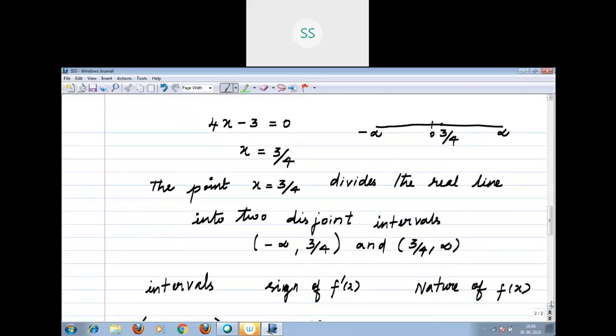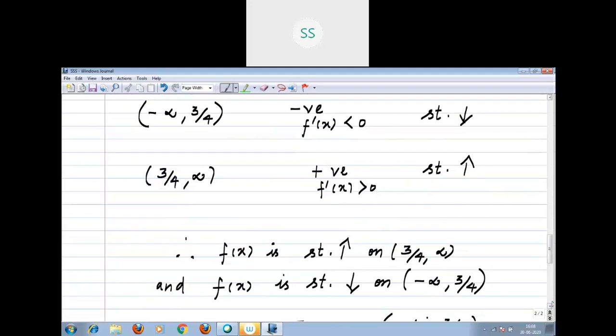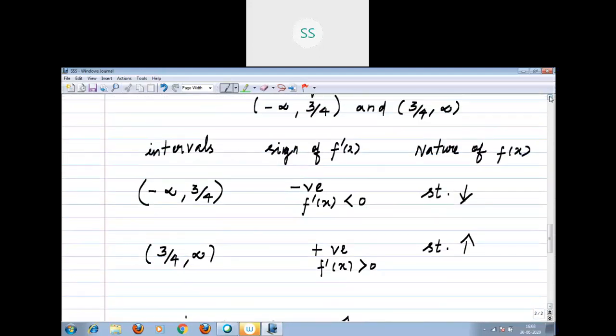Now you are going to draw a tabular column, that is, you have to divide like this for your purpose, an easy way, right? Interval, draw a line between. Here also the nature of the function, before you should draw a line. Now you see the interval is divided into minus infinity to 3 by 4. In that you can select any value, even if you want decimal or fraction, whatever it is, the result will always be negative. Therefore the function is strictly decreasing.